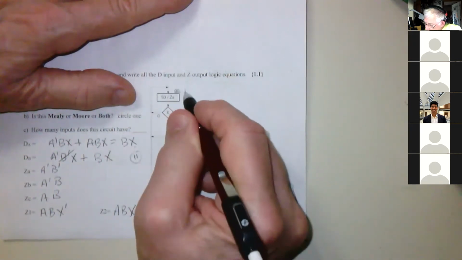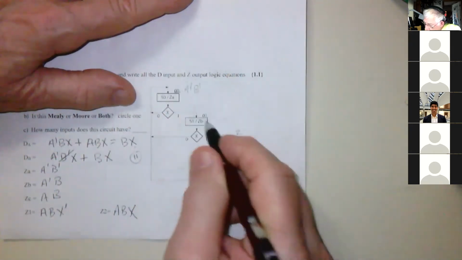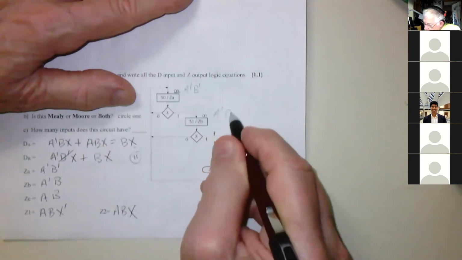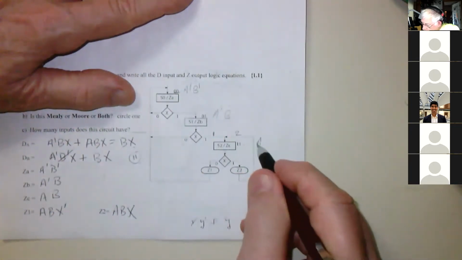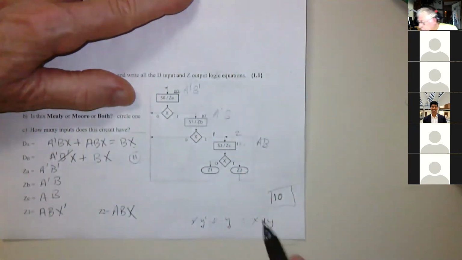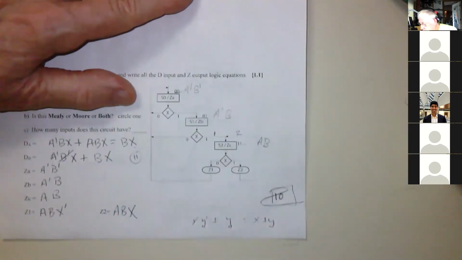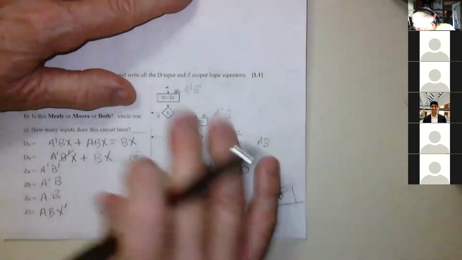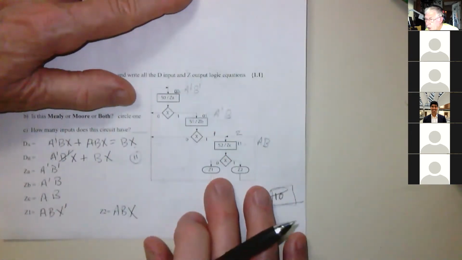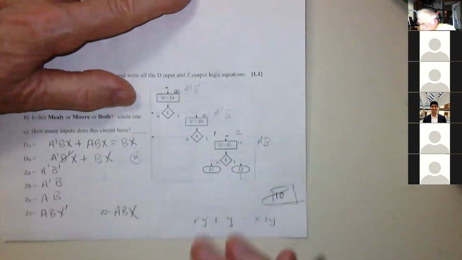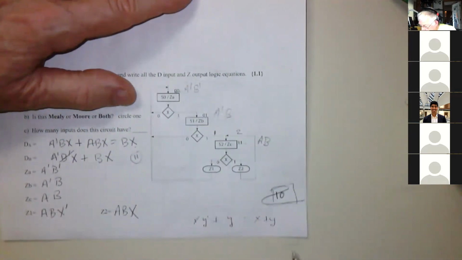This is 0, 0. So that's really A prime, B prime. 0, 1 is A prime, B. And here we did 1, 1 or A, B. And that does leave A, B prime as a don't care, but we're not going to worry about that at the moment. You don't have to worry about don't cares. It's really straightforward, but I'm not going to test you on that.